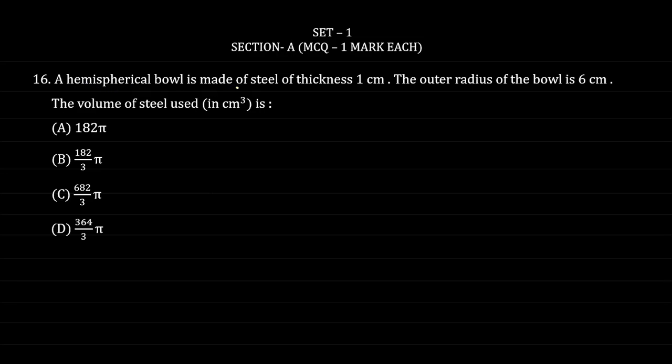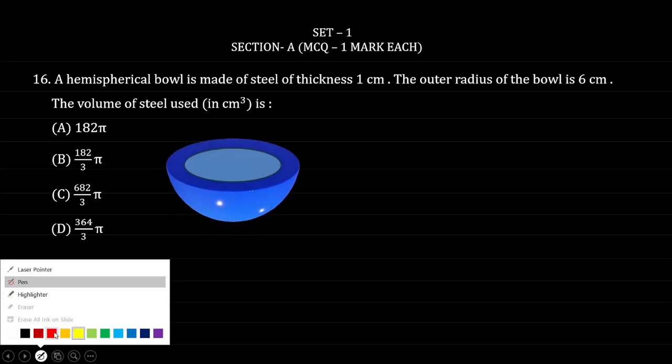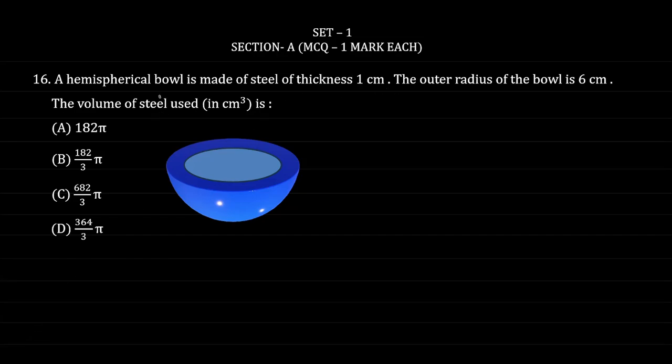A hemispherical bowl is made of steel of thickness 1 centimeter. The outer radius of the bowl is 6 centimeters. The volume of steel used in centimeter cube is. Let's suppose this is your hemispherical bowl. What they have given to us is the outer radius, that is 6 centimeters. Let's suppose this is the inner radius, that is small r, and this is the outer radius, that is capital R. This part here is called the thickness of the bowl, and for this only they are asking you the volume.